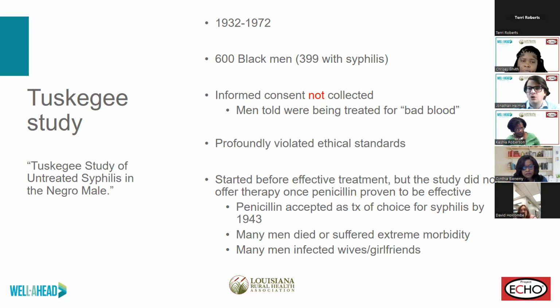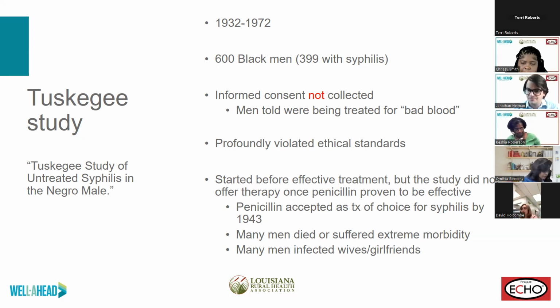And in fact, they weren't even told the formal name of the study, which was the Tuskegee study of untreated syphilis in the Negro male. So their intentions from the beginning were to not provide treatment. At the beginning of the study, there was no really good treatment for syphilis, but 10 years later, penicillin was the treatment of choice. These men were not told about this. They were not given the option for treatment.